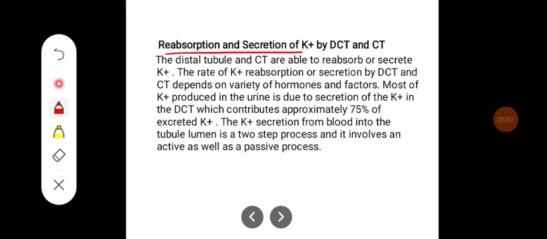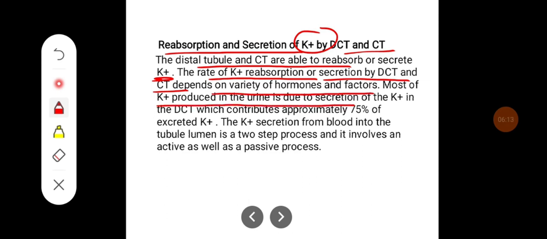Reabsorption and secretion of potassium by the DCT and collecting duct. The distal tubule and the collecting tubule are able to reabsorb or secrete potassium. The rate of potassium reabsorption or secretion by the DCT and CT depends on a variety of hormones and factors. Most of the potassium in the urine is due to secretion of potassium in the DCT, which contributes approximately 75% of the excreted potassium.